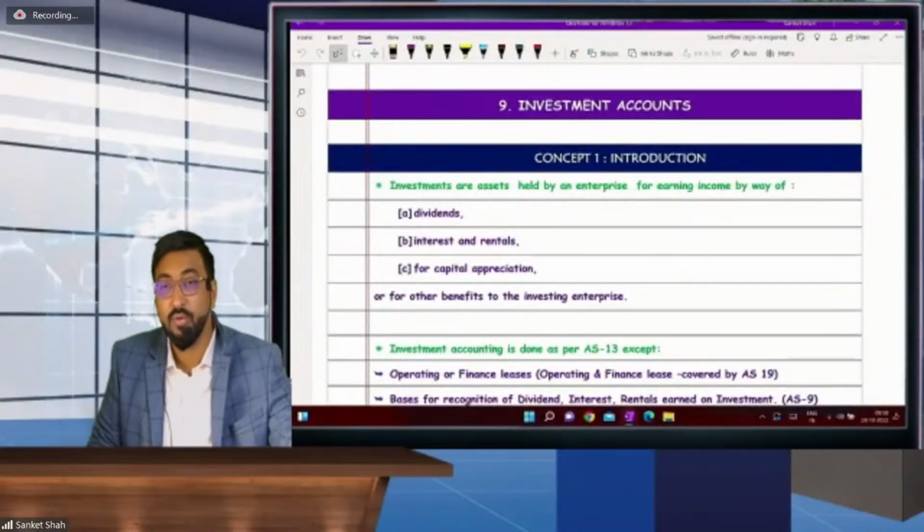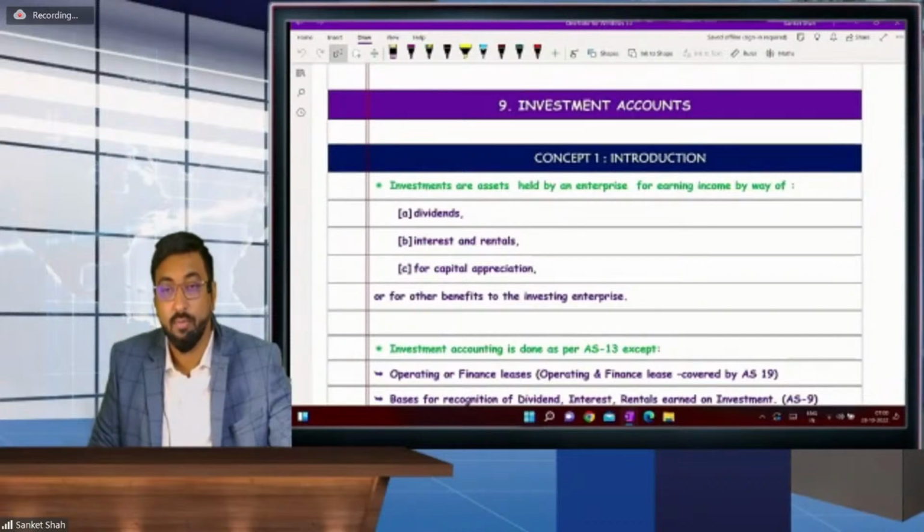Today we are going to see investment accounts. We have completed bonus shares, redemption of preference shares, and redemption of debentures. Before starting today's session, first I will revise all previous chapters, and after that, we are going to start with investment accounts.